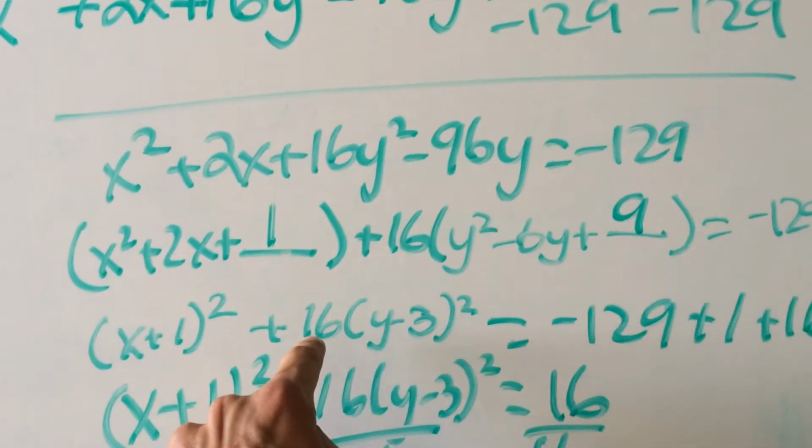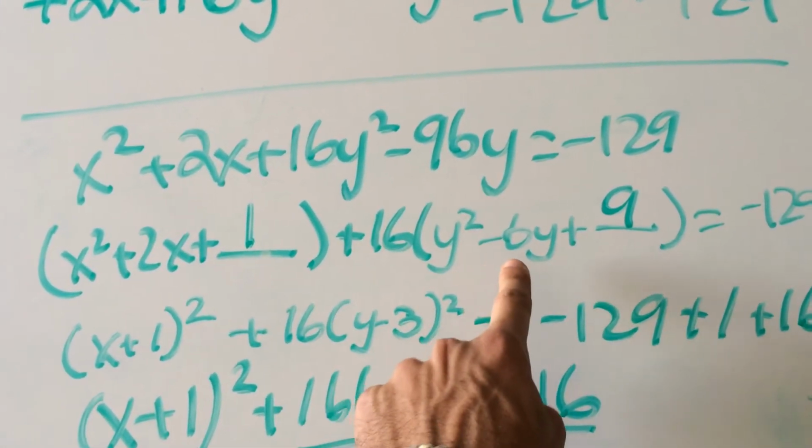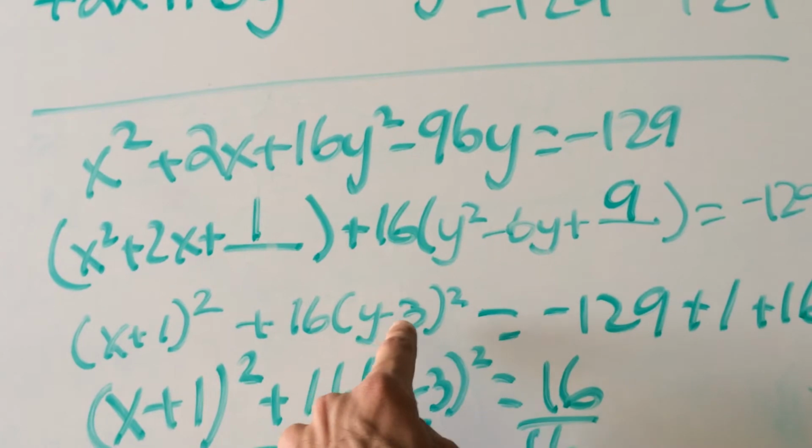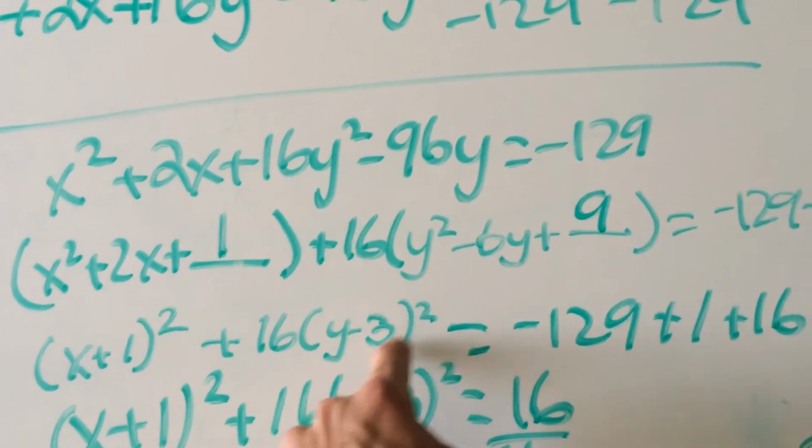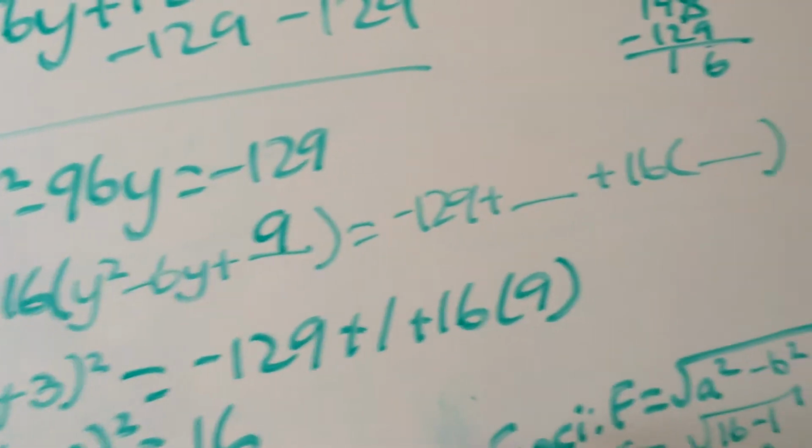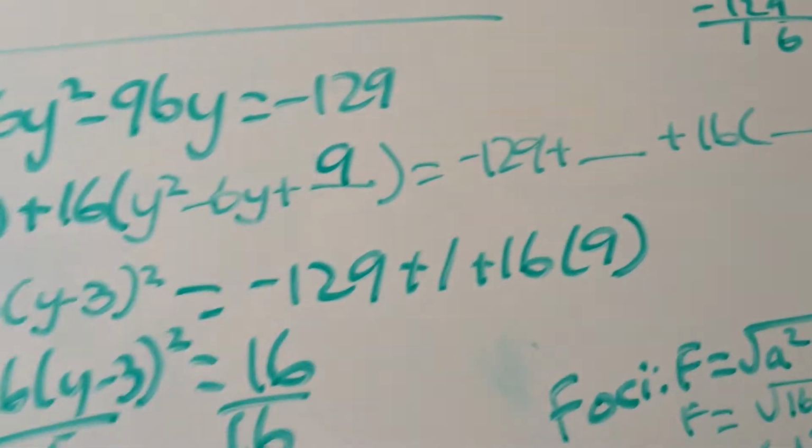Over here, 16 comes down. What number doubles to give negative 6? That's negative 3. So y minus 3 squared. What is negative 3 squared? 9. That goes in the blank. That also goes in the blanks here and here.